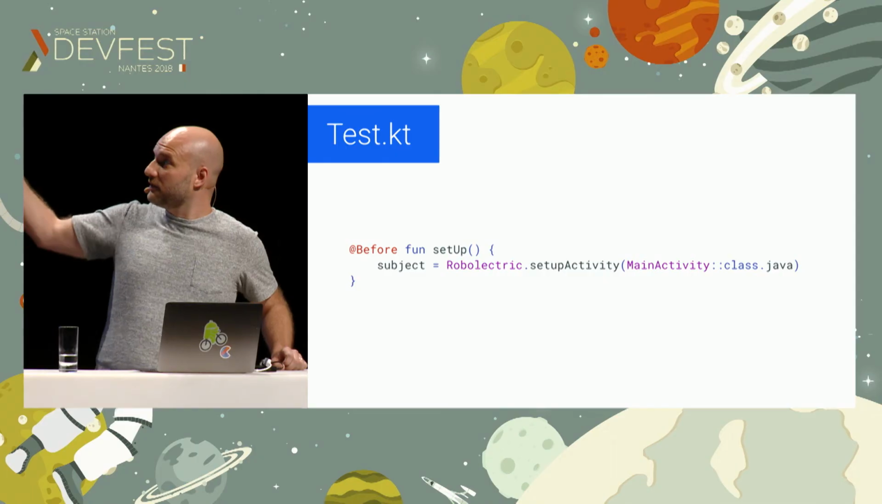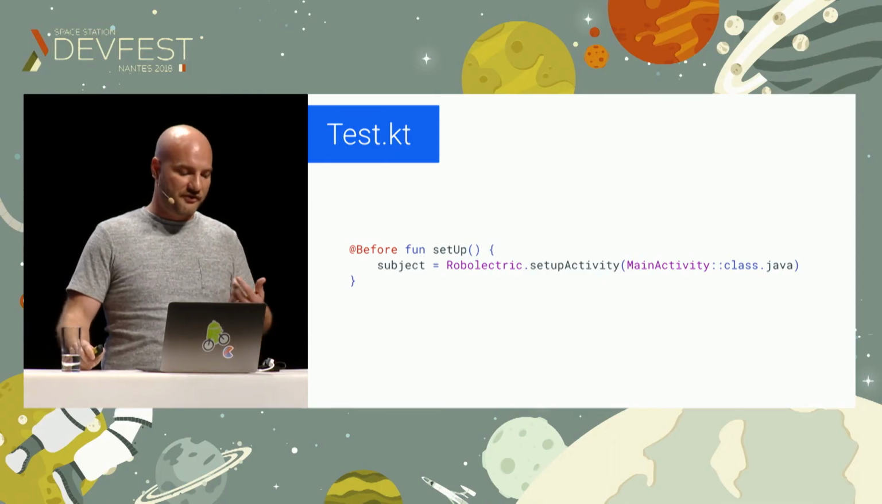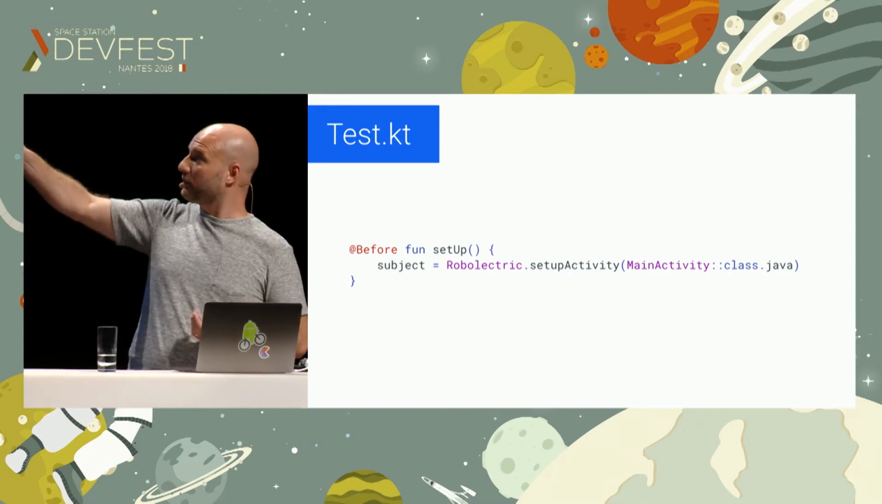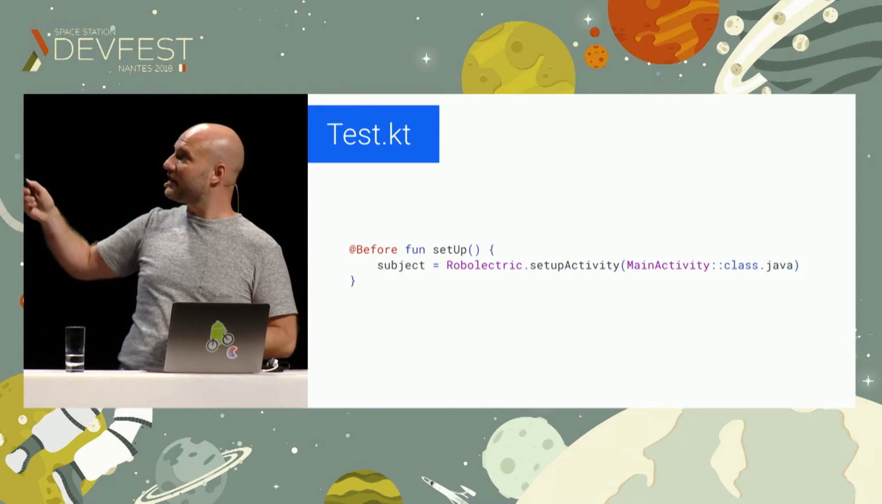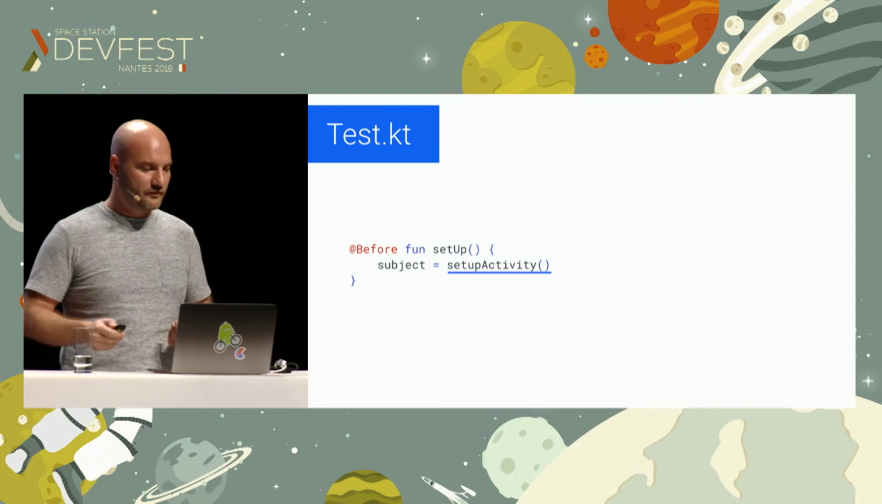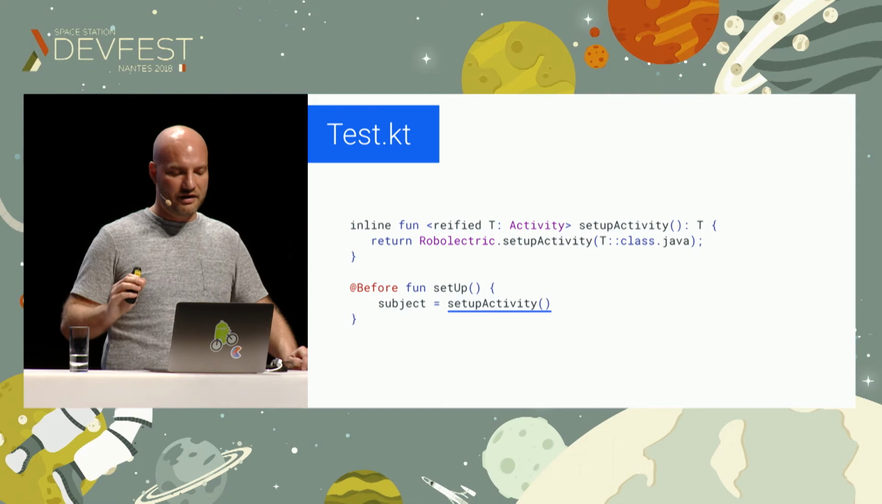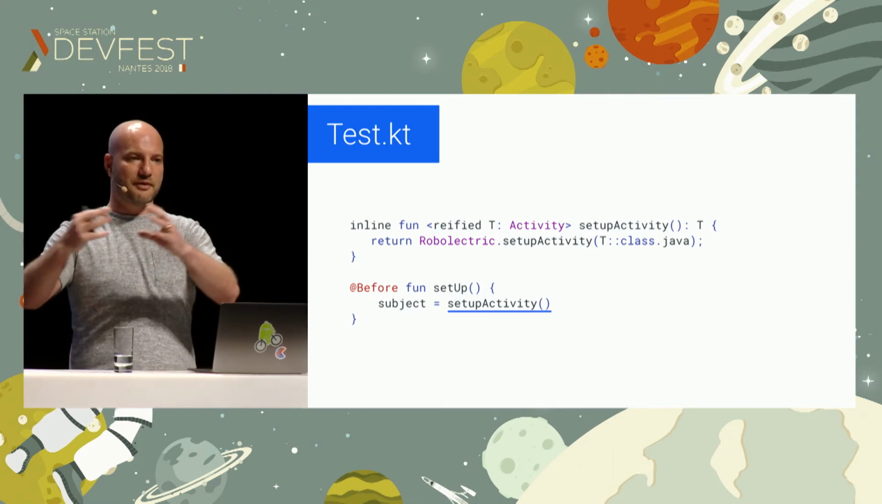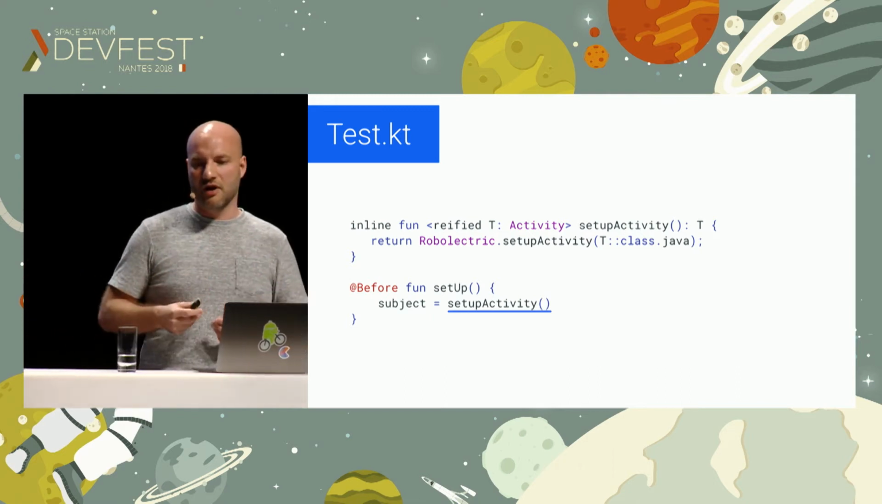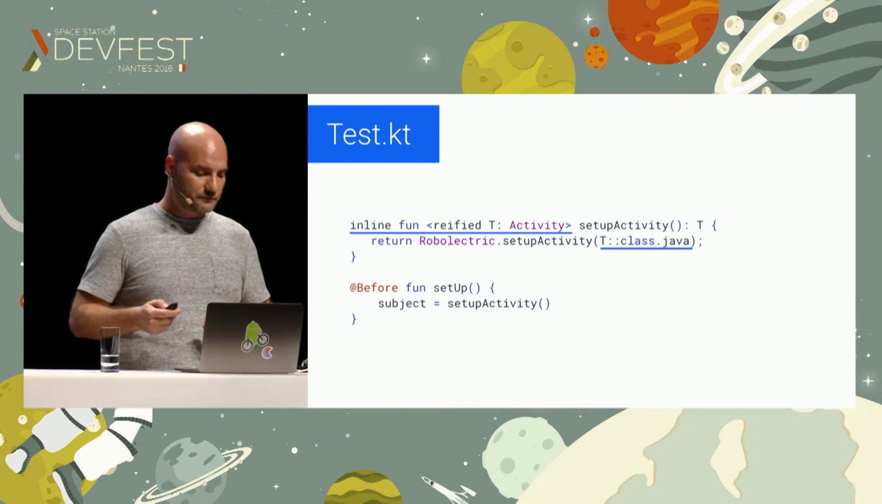I've been skipping over the setup method of this test so far, and that is a lot of boilerplate. What I'm really just trying to say is setup activity. Much better. So setup activity in Kotlin is a one-line function that just wraps up all of that boilerplate code, but it uses reified types to do that.